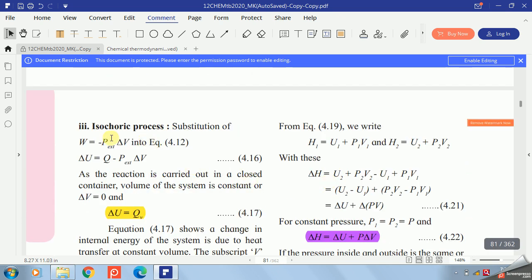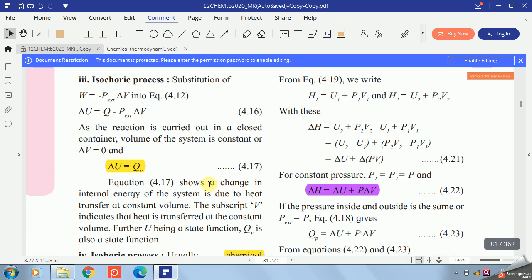Then the next one is the isochoric process. Iso means constant, choric is related to volume. There is no change in its volume. We have to carry out the reaction in a closed container. The reaction should be in a closed container.